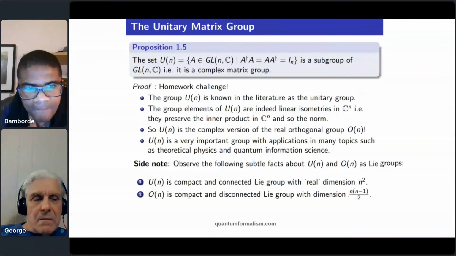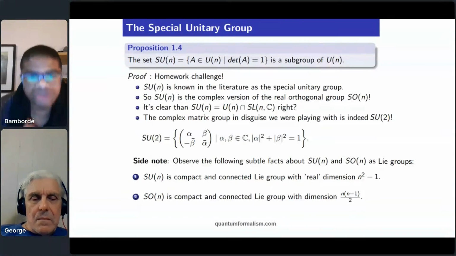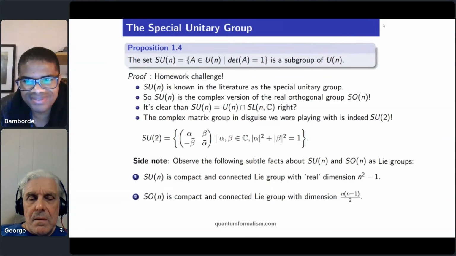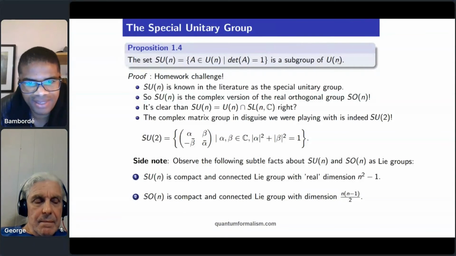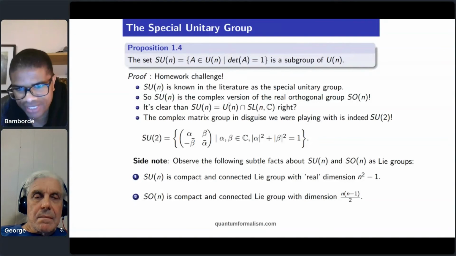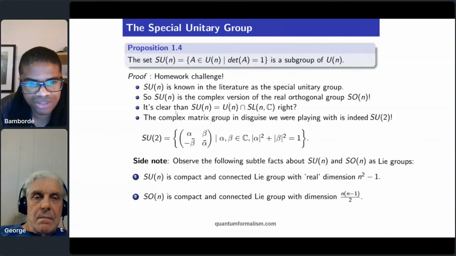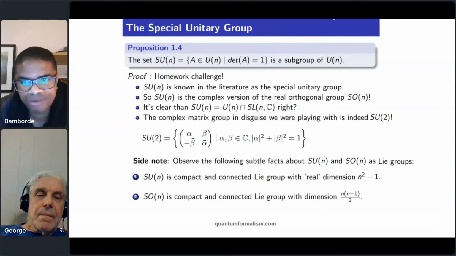Yeah. Okay, so now let's go to the special unitary group. The special unitary group is the set of all unitary matrices with determinant 1. So the claim is obviously this is a subgroup of U(n). Let's say this is, again, a complex version of this guy. And also, is it clear that the special unitary group is an intersection between the unitary group and the special linear group? Is it clear there?